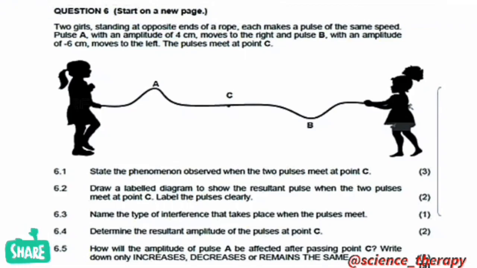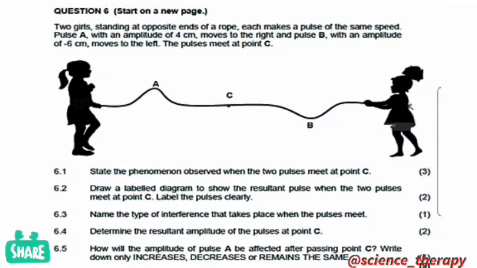Now we have question 6. It says, two girls standing at opposite ends of a rope, each makes a pulse of the same speed. Pulse A with an amplitude of 4 centimeter moves to the right, and pulse B with an amplitude of negative 6 centimeter moves to the left. The pulses meet at point C.